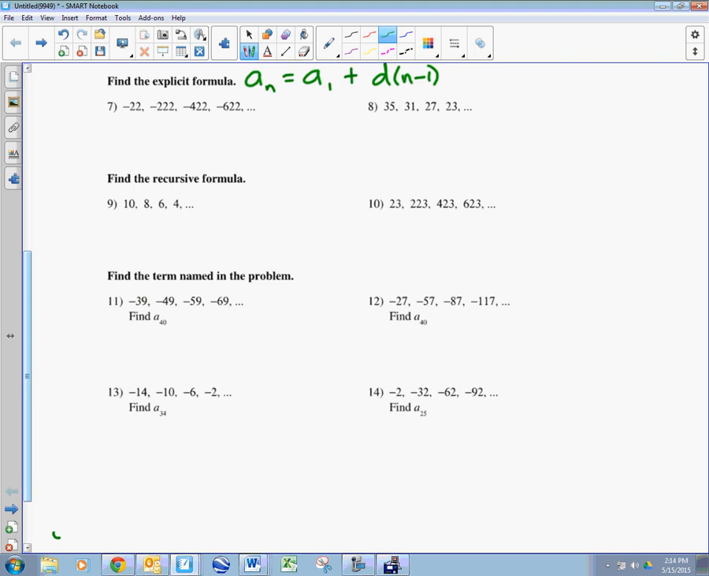It looks like it's similar to y equals mx plus b. Yes, it's very similar. It's just shifted 1 unit to account for your first term. That's all it is.